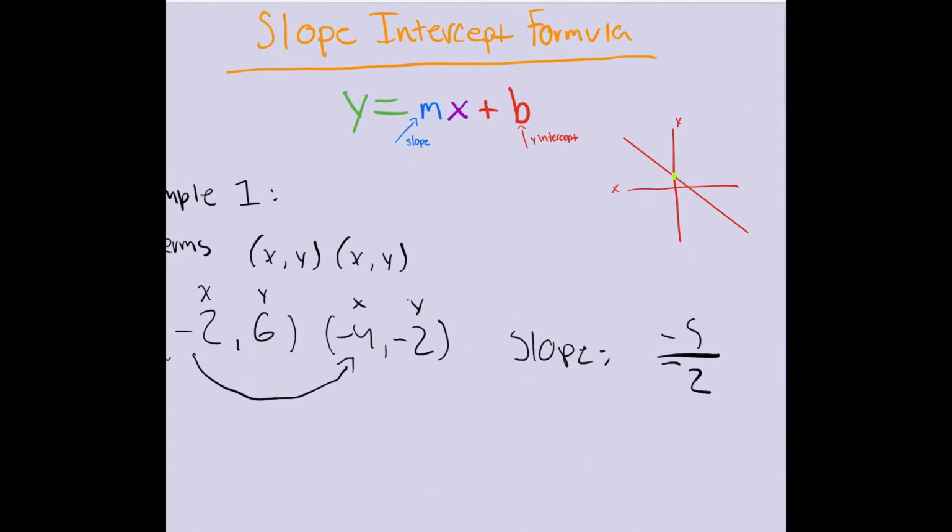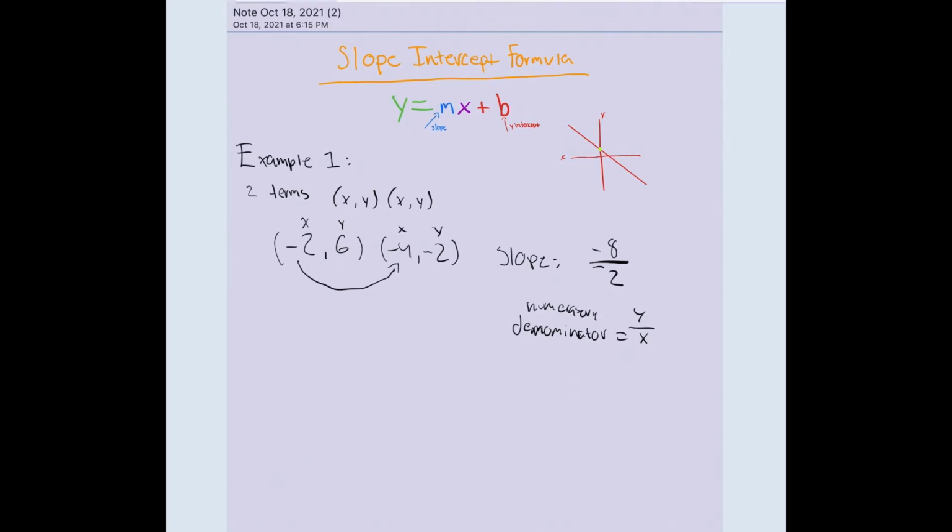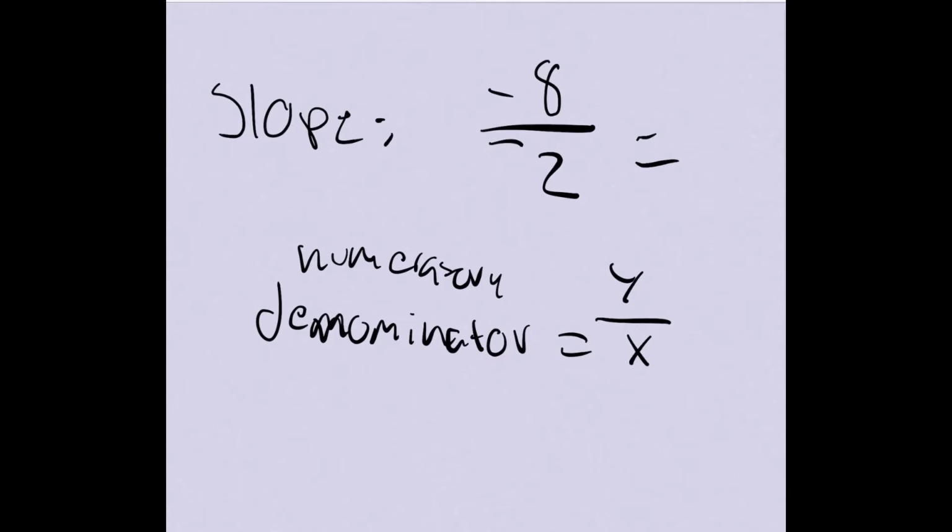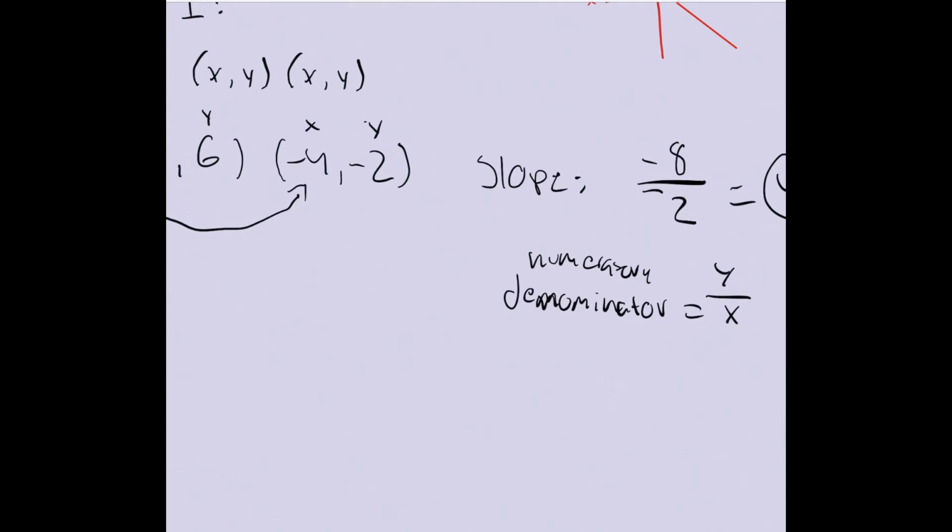For this case, always our denominator is going to be x, and our numerator is going to be y. So it's always going to be y over x, okay? We have -8 over -2. Obviously, this is going to be +4 because -8 divided by -2 equals 4.